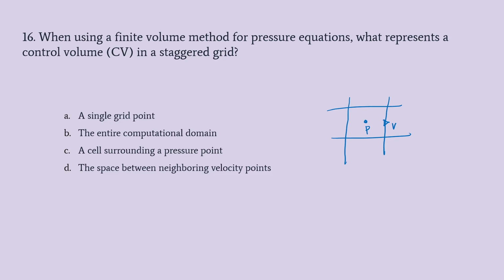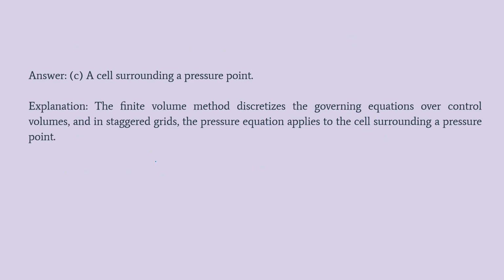So these are two locations where pressure and velocity are being stored. The question is about the control volume of the pressure equation. When we take this center point as pressure storage, the volume surrounding this pressure point will become the control volume. So the option is option C, a cell surrounding the pressure point.